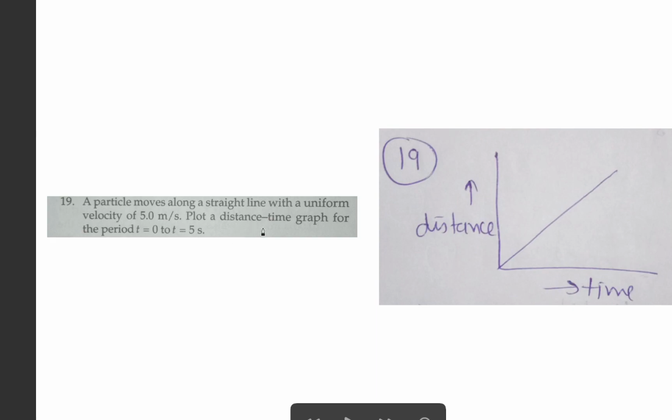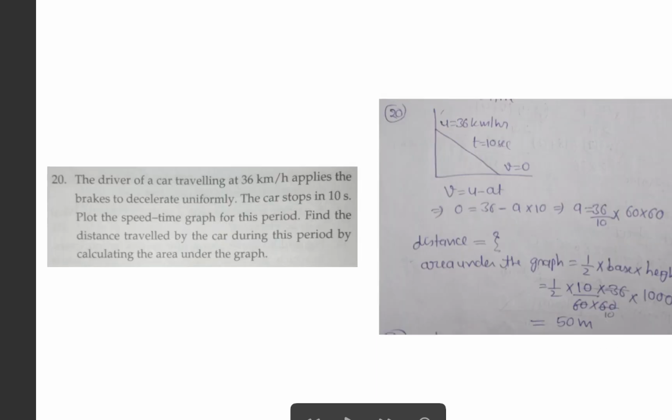Okay, in the 19th question, a particle moves along a straight line with a uniform velocity of 5 meter per second. Plot the distance time graph for the time period 0 to 5 second. Again distance and time, and the velocity is again uniform, so again the distance time graph will be a straight line.